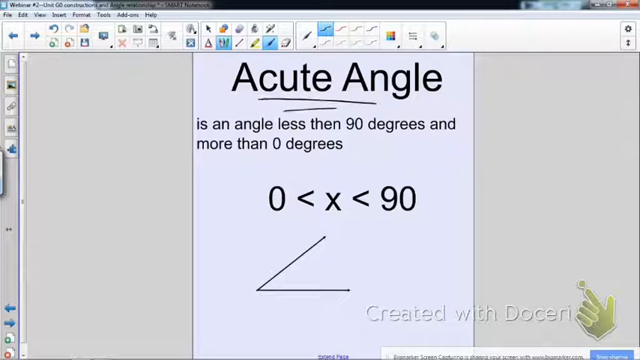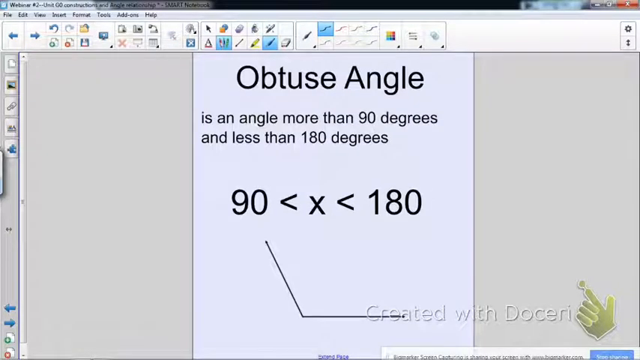Remember, an acute angle is basically between 0 and 90 degrees. An obtuse angle is between 90 degrees and 180 degrees. It's not exactly 90 degrees and it's not exactly 180. That's why we put the inequalities there of just less than.